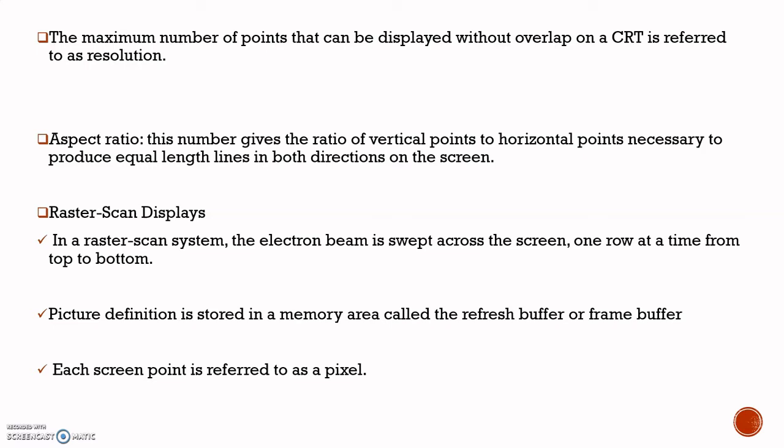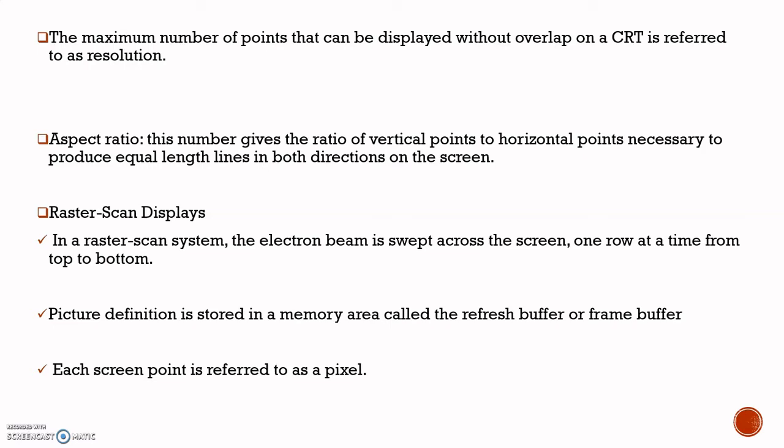As I have written, in a raster scan display system, the electron beam is swept across the screen one row at a time from top to bottom. This kind of display is the most common type of graphics monitor employing a CRT, based on television technology. So raster scan systems employ cathode ray tubes. We can look at the working of that.